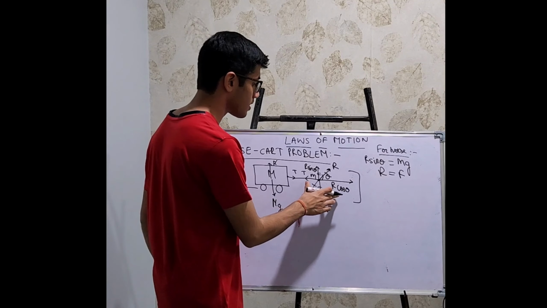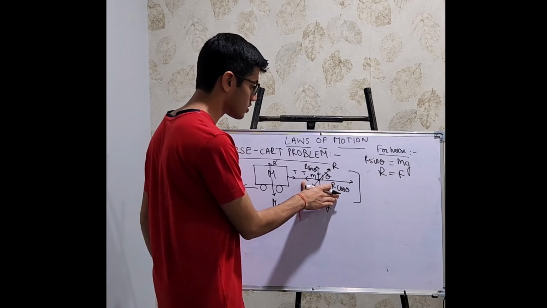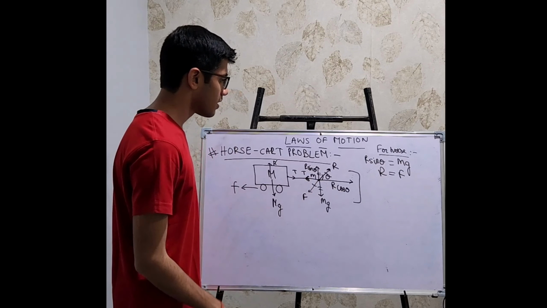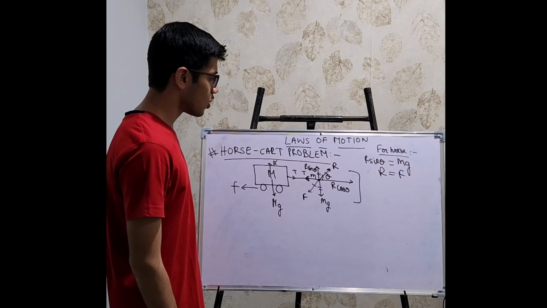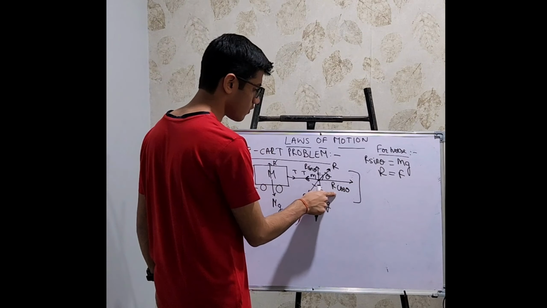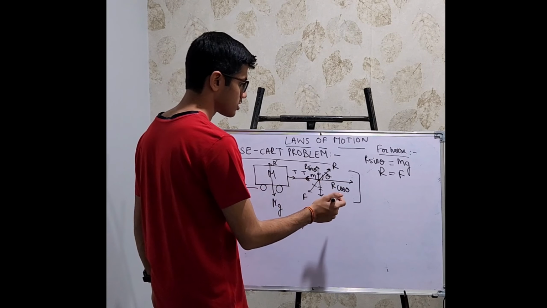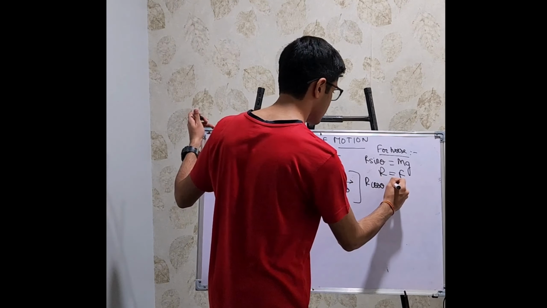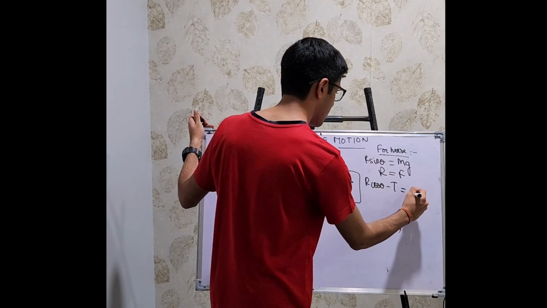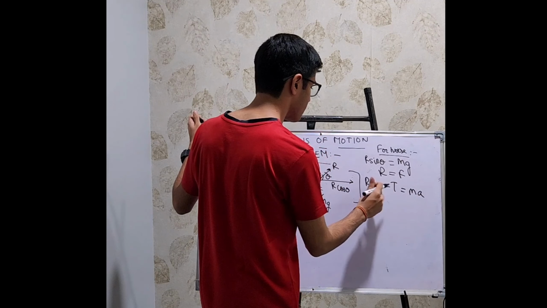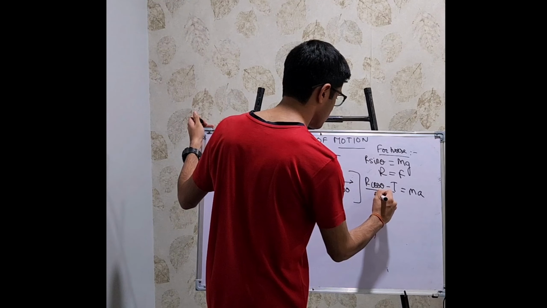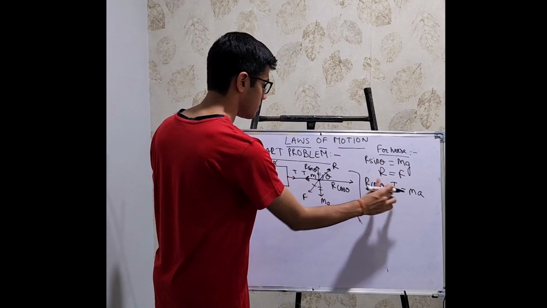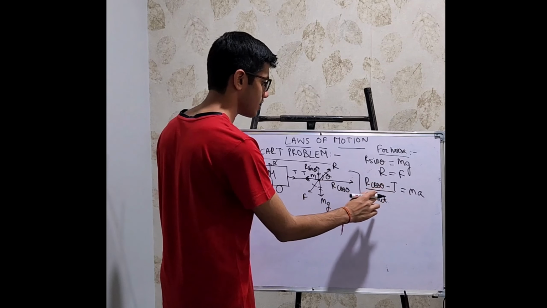But if R cos theta and tension T, this force, also become equal, then the horse will not move. So for the horse to move in this direction, this force has to be greater than this force. That means R cos theta minus tension T is equal to mass into acceleration. This is the net force. Again, F is equal to ma. Net force is equal to the mass of the horse into the acceleration of the horse.